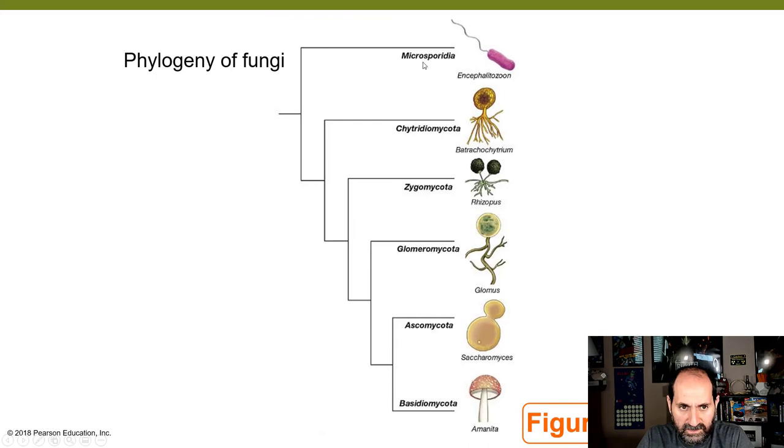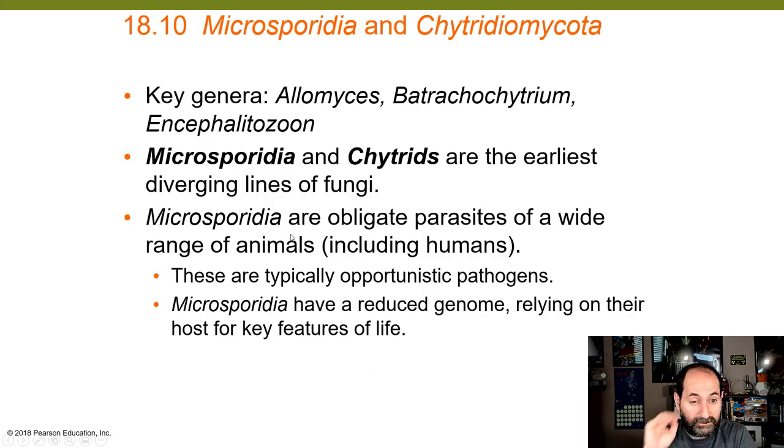So you have the microsporidia. These are the chytrids, the zygomycota, glomerulomycota, ascomycota, and basidiomycota. These are your fungal species right here. We're going to talk about each one.